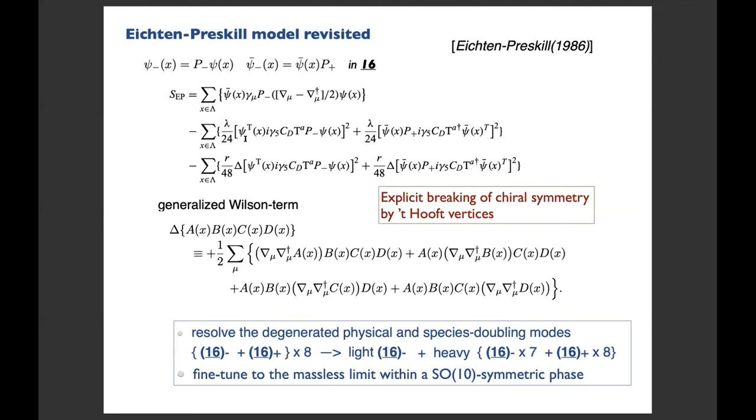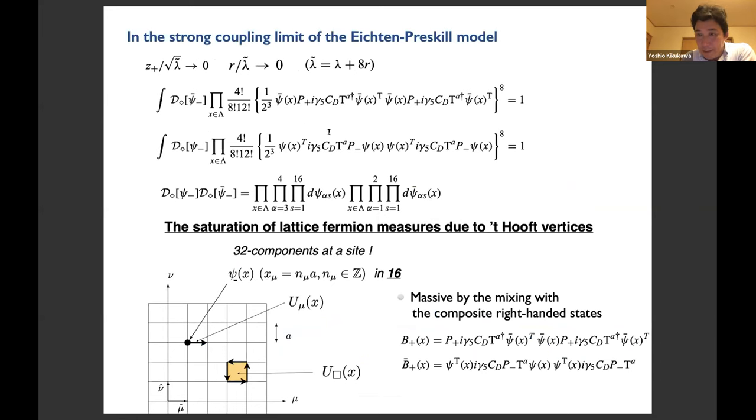Since we are working with Euclidean lattice field theory, if we have this kind of property, saturation of the measure, the limit is well defined, and the perturbation from that limit is also well defined. This is a claim by Eichten and Preskill. And so I refer to this property as saturation of the lattice fermion measure due to the 't Hooft vertices.